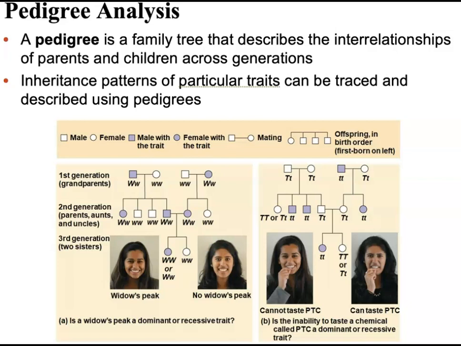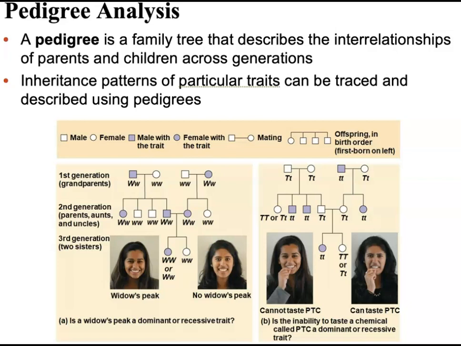In pedigree A, we see that the male individual in the first generation who has the trait has a heterozygous genotype of big W, little w, while the female in the first generation who does not have the trait has a homozygous recessive genotype of little w, little w. Look at the second generation. What are the genotypes of the individuals with the trait? Can you tell by this pedigree whether this trait is dominant or recessive? This trait, widow's peak, is dominant.